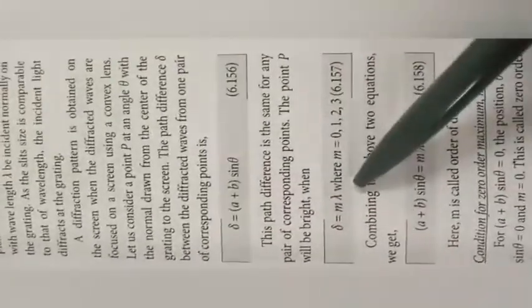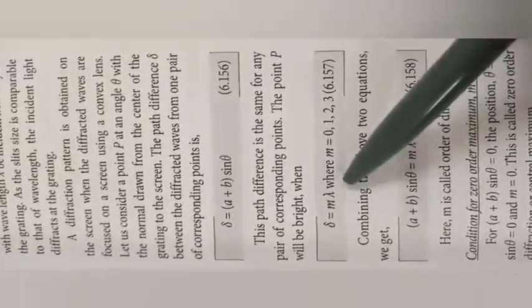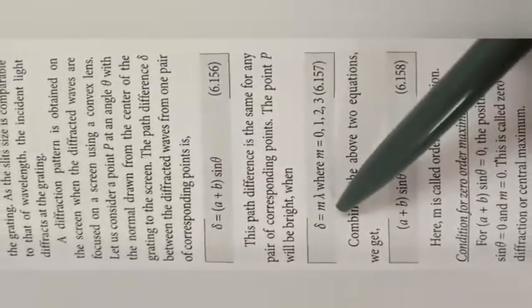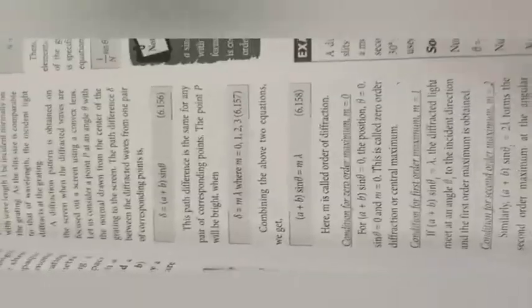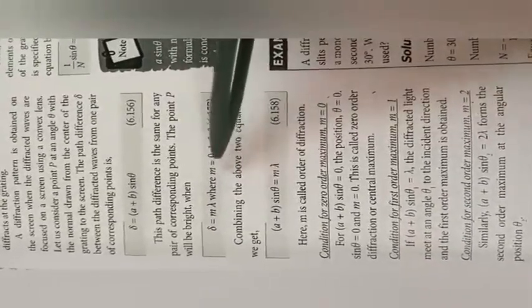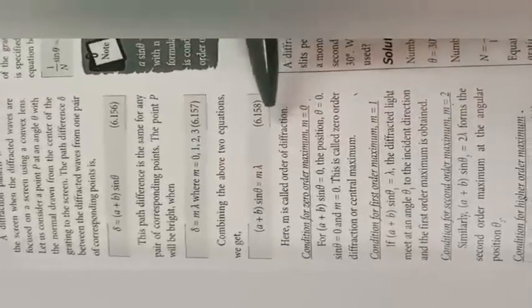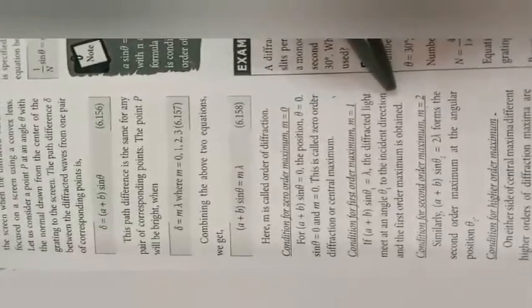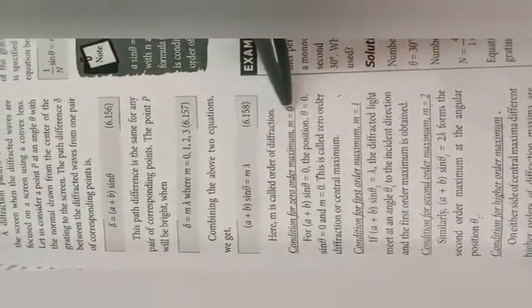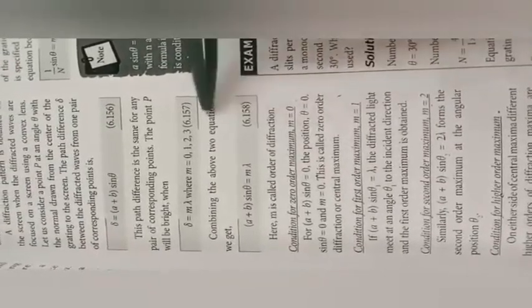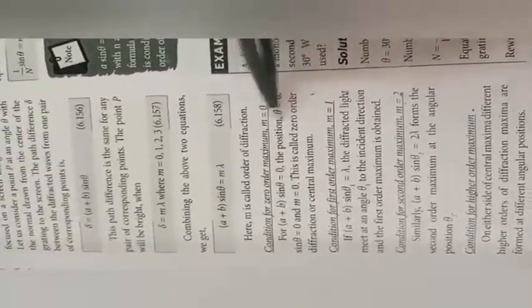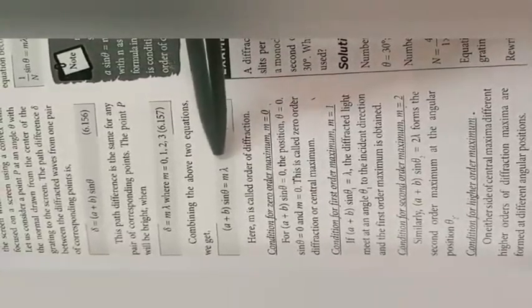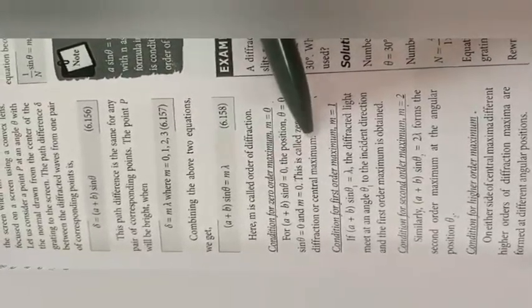Now we write the path difference. Delta is equal to a plus b sine theta, and delta is also equal to m lambda, where lambda is the wavelength and m is the order of the diffraction. So delta is equal to m lambda. One grating gives orders m equal to 0, 1, 2, 3 and so on. For the zero order maximum, substitute 0 in the above equation, then you will get the central maximum value.